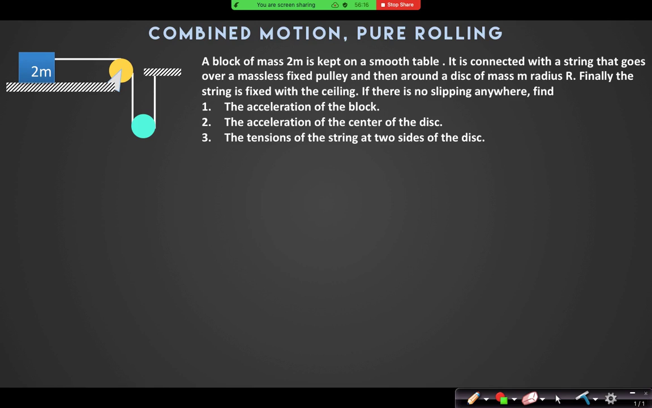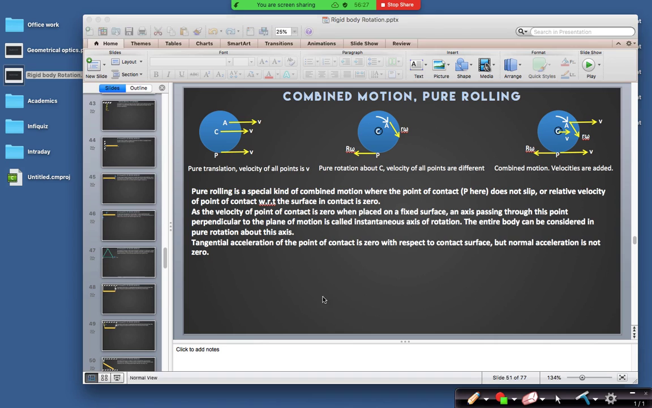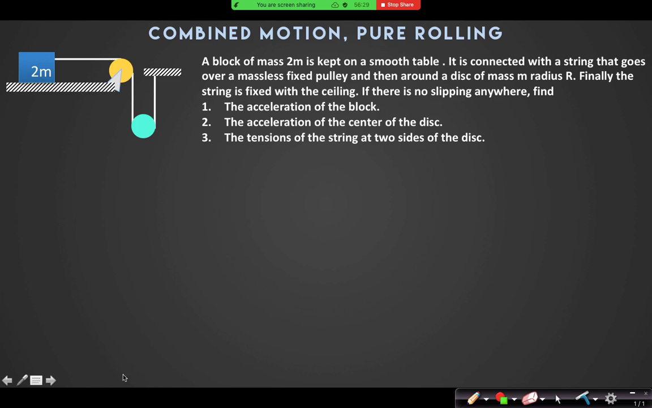Have I given this question as your homework? Yes, sir. Sir, I'm saying the answers. So will the first answer be 2g by 9? It may be, I don't remember. Sir, second answer g by 9. Yes, I think the answer is something like that only. And third answer I got tension 4mg by 9.